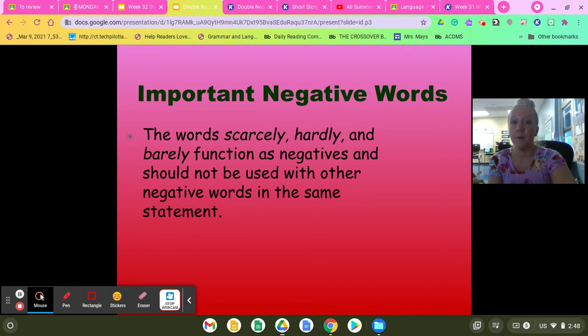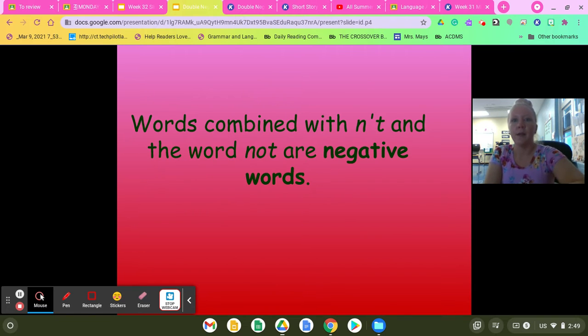These are also three that are negative words that you want to make sure you know, because they don't necessarily always stand out as negative. Scarcely, hardly, and barely also function as negatives and should not be used with another negative word. Any words that end with n apostrophe t, that is the word not. So they are negatives and you can't use them with another negative word.